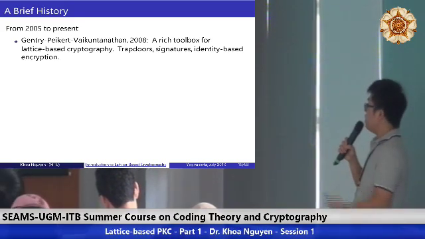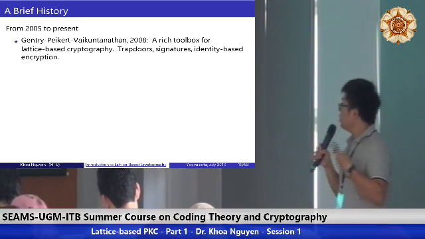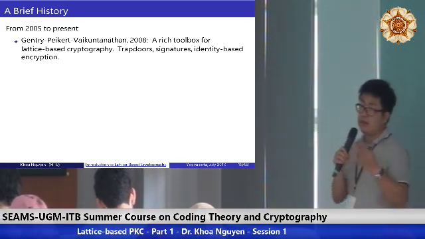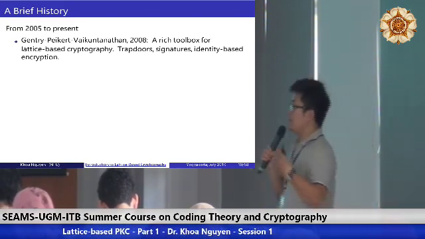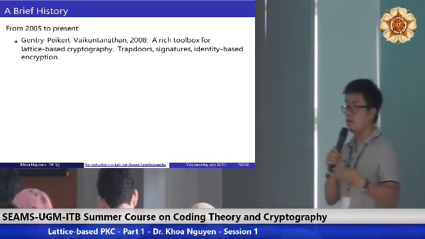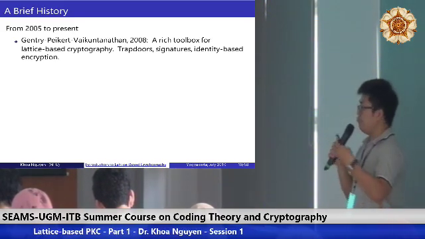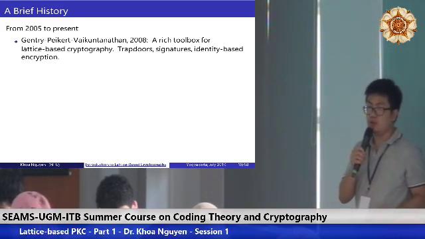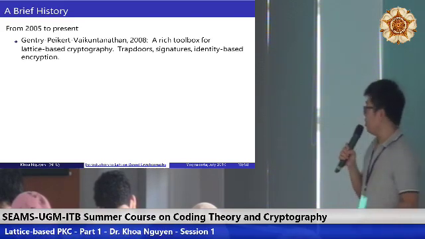The first one I would like to mention is the one by Gentry, Peikert, and Vaikuntanathan. They give a rich technical toolbox for lattice-based crypto. They show that based on lattice problems, we can obtain more advanced primitives like trapdoors, also trapdoor-based signatures, and what we call identity-based encryption, which is a high-level advanced crypto primitive.